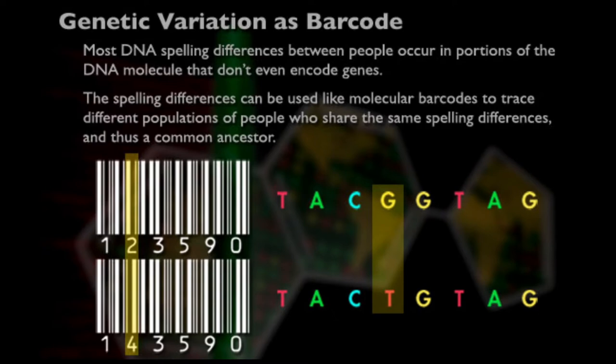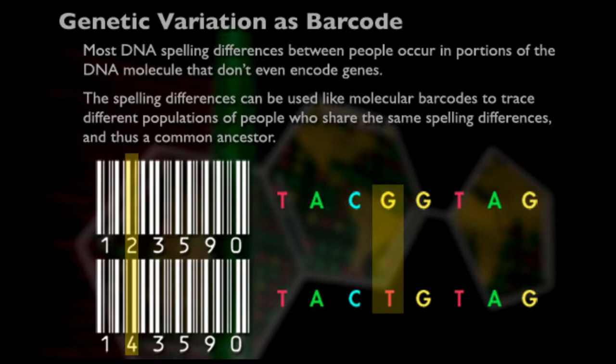And it doesn't really encode for something, no? Most of these spelling differences are not even producing any genes, no? Not in the genes that encode for something, but they are in your DNA molecule, no? And these spelling differences can be used like a barcode or a molecular marker to trace how we as a species have diverged. We track what people groups or nations share that gene marker. And with that information, we can track the common ancestor of us, where did we start, and so forth. So if they share it, of course, they came from a common ancestor.